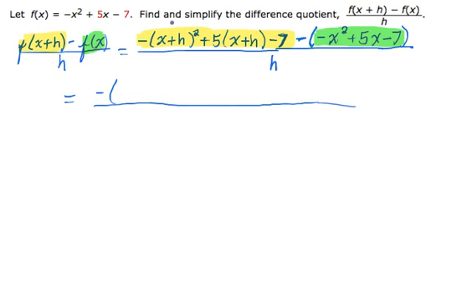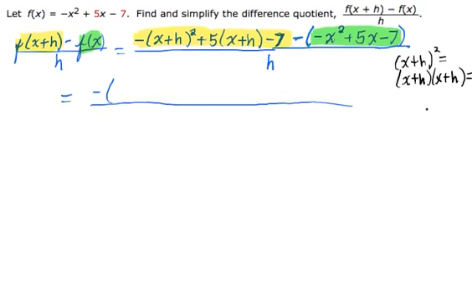So if we FOIL x plus h squared, and here's some scratch work, remember that means x plus h times x plus h. So when we FOIL that, we're doing x squared for the first term. Our outside term is xh and our inside term is xh. So the middle term becomes plus 2xh and the last term is plus h squared. So all of that goes in these parentheses right here after the negative.